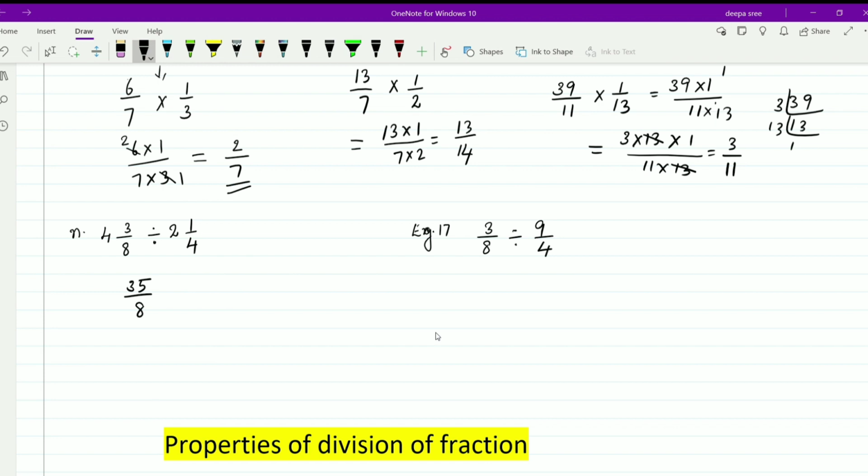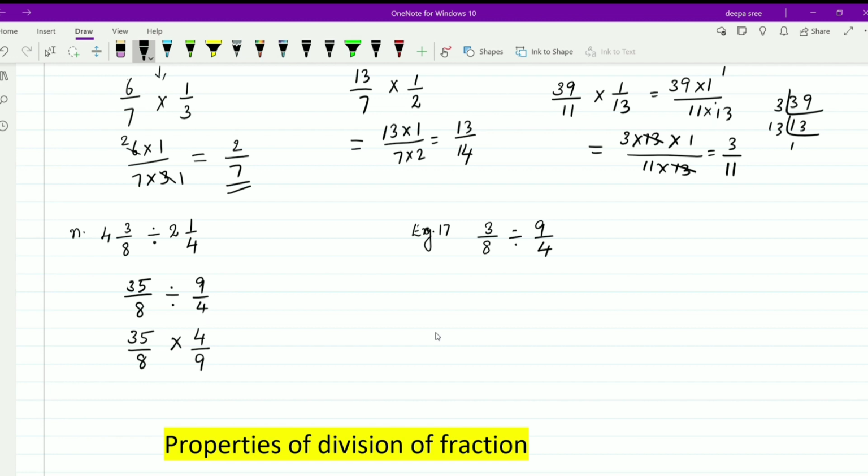So first 4 8s are 32. 32 plus 3 is 35. 35 by 8 divided by 2 4s are 8, 8 plus 1 is 9, 9 by 4. First you have to convert the mixed fraction into an improper fraction. Then we can apply the division rule. For the division rule, the first fraction we write as it is, 35 by 8. The division symbol we convert into a multiplication symbol and take the reciprocal of the second fraction. While doing this, you have to explain orally and solve the problem, so that you will get the concept thoroughly.